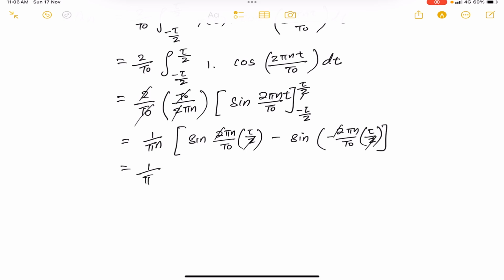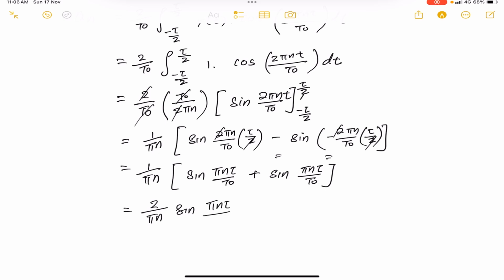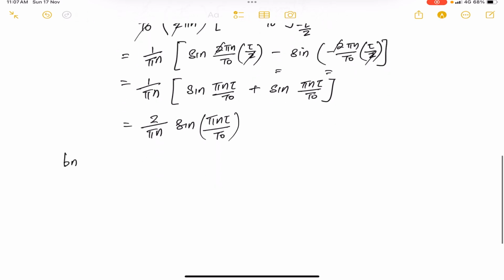So at the end you get 1 over pi n sine pi n tau over T0 plus, negative and negative, you can plus sine pi n tau over T0. So now you have 2 sine pi n tau over T0. You bring out the 2, you have 2 over pi n sine pi n tau over T0. Okay, so that finishes the an, then next you can find the bn.